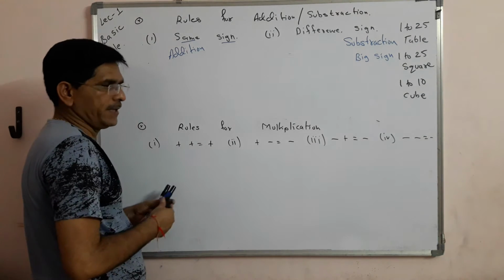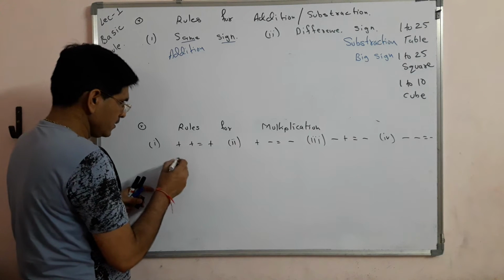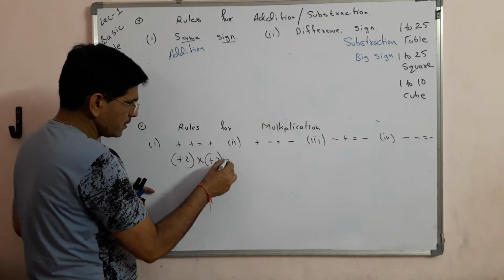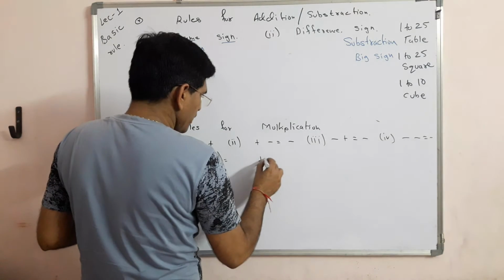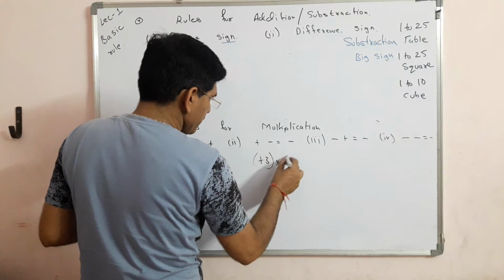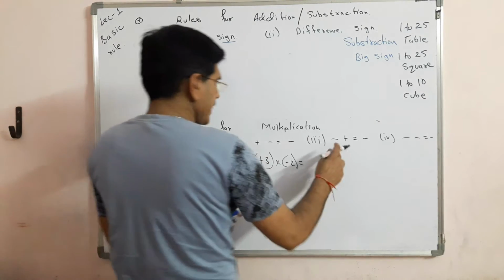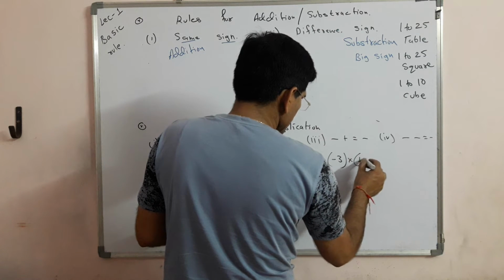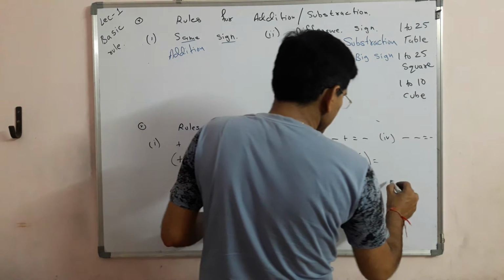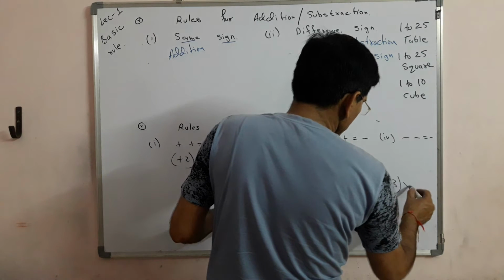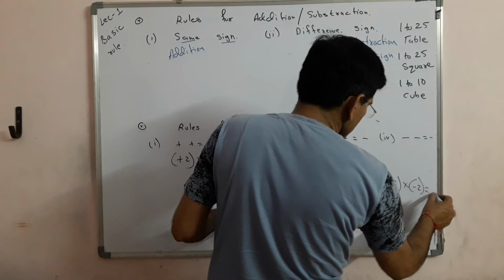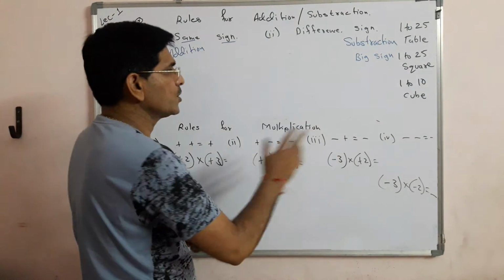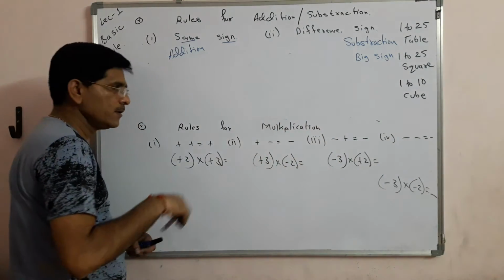Again, rules of multiplication. So I am writing it here: plus 2 into plus 3. Again I write plus 3 multiplied by minus 2. Again I write minus 3 multiplied by plus 2. Again I write minus 3 multiplied by minus 2. So you will imagine that every time the sign is most important in multiplication rules.